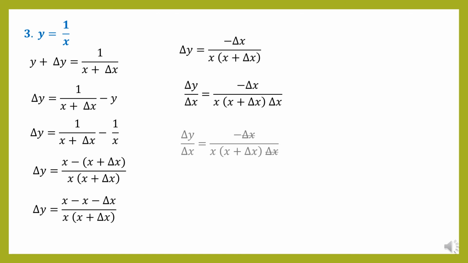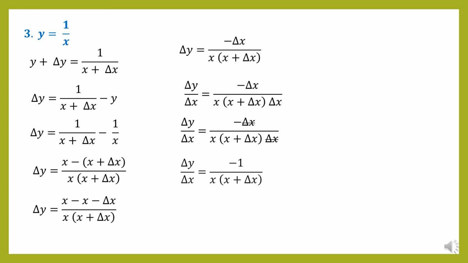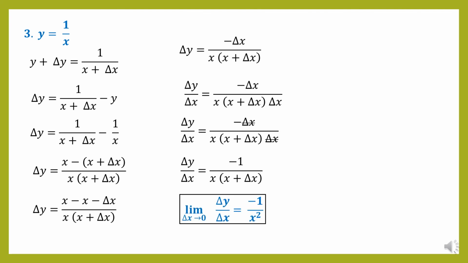Increment of x will be cancelled out, so therefore, we have now the increment of y all over increment of x is equal to negative 1 all over x times the quantity x plus increment of x. And now for the derivative, we have to establish the limit as increment of x approaches 0. Therefore, the limit as change in x approaches 0 of increment of y all over increment of x is equal to negative 1 all over x squared.